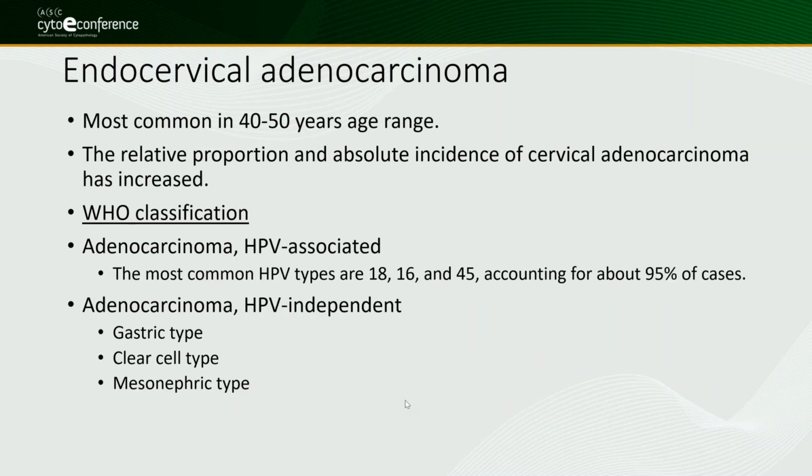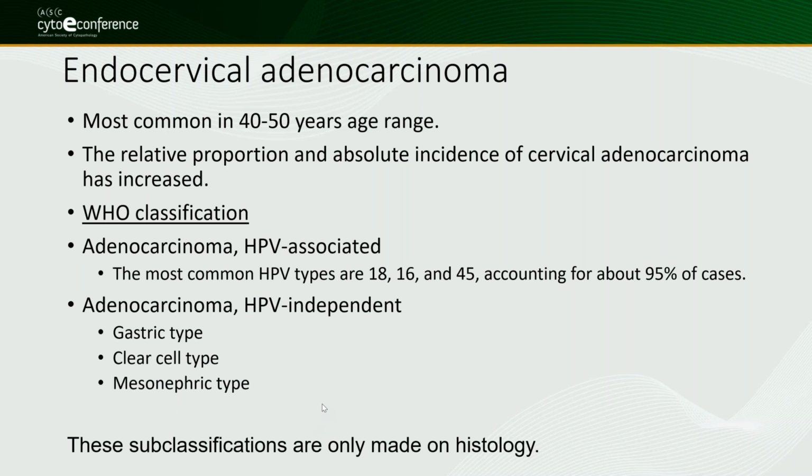The same is true for endocervical adenocarcinoma: you can have HPV associated and HPV independent. The typical HPV-independent endocervical adenocarcinomas are gastric type, clear cell type, and mesonephric type. Again, these subclassifications are made on histology. On PAP, if we know the HPV status, that's usually easy. But otherwise, we don't really use different criteria for HPV associated or non-HPV associated endocervical glandular and neoplastic lesions.